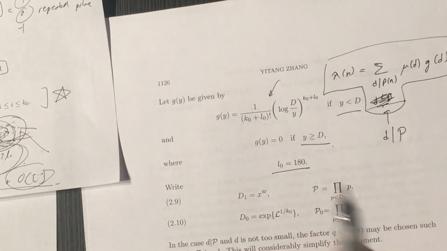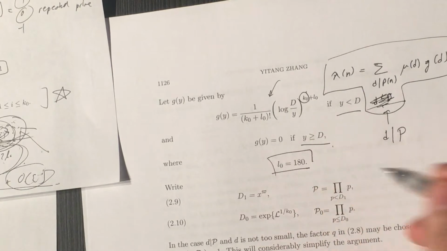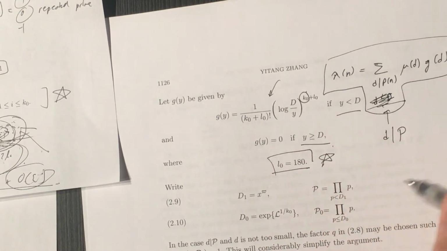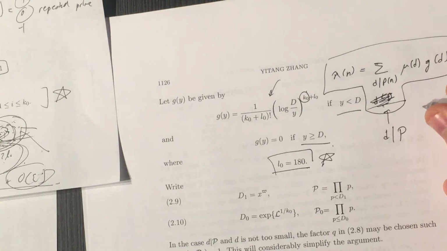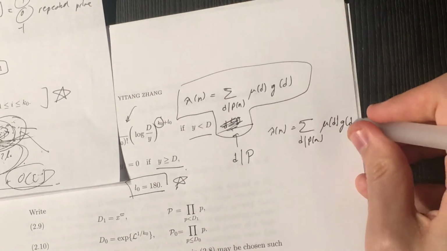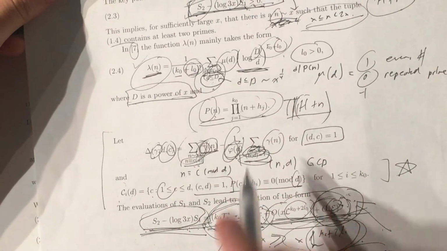So this is for the simplification where L naught is equal to 180. We've already chosen K naught to be 3.5 million. We choose L naught, we lose this restriction here, we use this freedom. I have no idea why he chose 180. I'm presuming he's going to explain that later. But yeah, so we have this nice form now where lambda of n is equal to just solely the sum over d dividing p of n of Mobius d, g of d. And you can see that g of d, where p of n was defined here, is solely just a function of the admissible set, and then you just shift it and take the product.